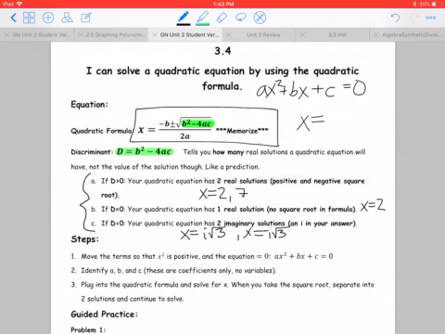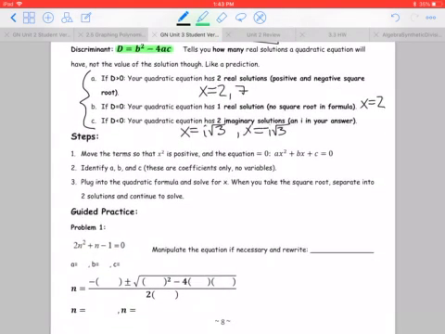So the first part of your homework is going to be that discriminant part, just predicting. And when you are predicting, you just have to say how many solutions you have, and what d was to predict that solution.